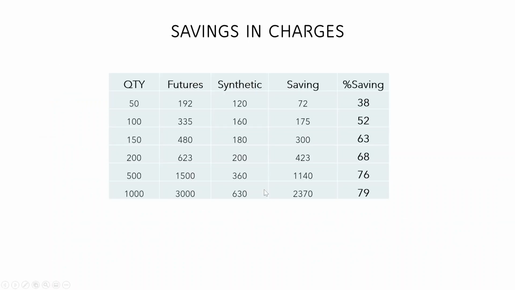All right. So what are the savings in charges? Now this is interesting, right? So if you see, if you're trading one lot, in futures you will pay 192 rupees. In synthetic you will pay 120 rupees. Your savings is 72 rupees. Percentage saving is 38.